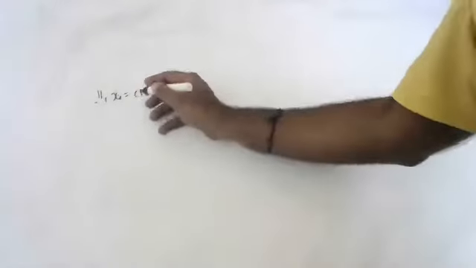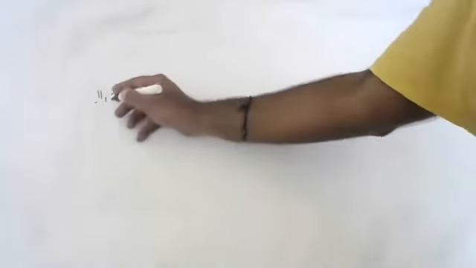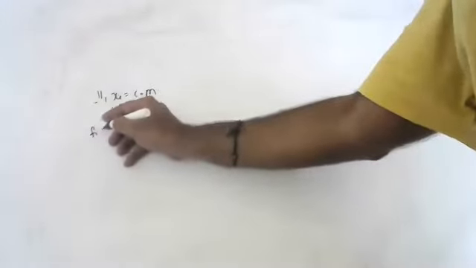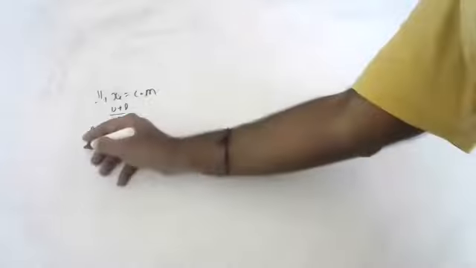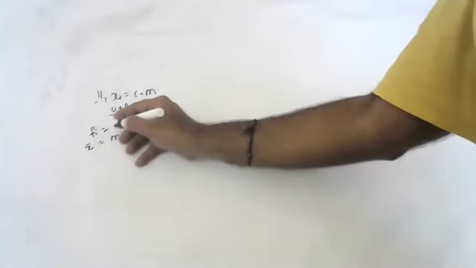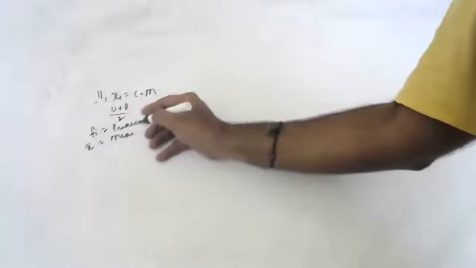Xi is called class mark. Class mark means (upper limit plus lower limit) by 2. Okay, children. And Fi means frequency, and X dash is mean, children. Fi is frequency.